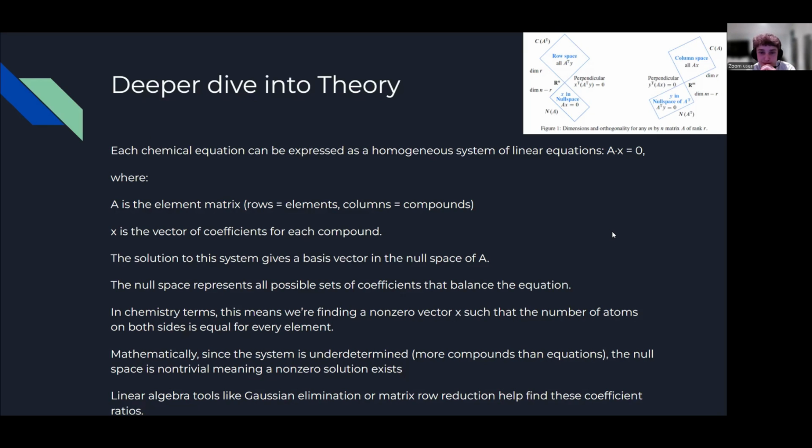Solving the system gives us the values of X that make both sides of the reaction have the same number of atoms. This solution comes from something called the null space, which just means all the ways we can balance the equation. Because most reactions have more compounds than unique elements, we're guaranteed to find at least one solution. And then we use tools like row reduction and Gaussian elimination to find these coefficient ratios quickly and accurately. All right, next slide.